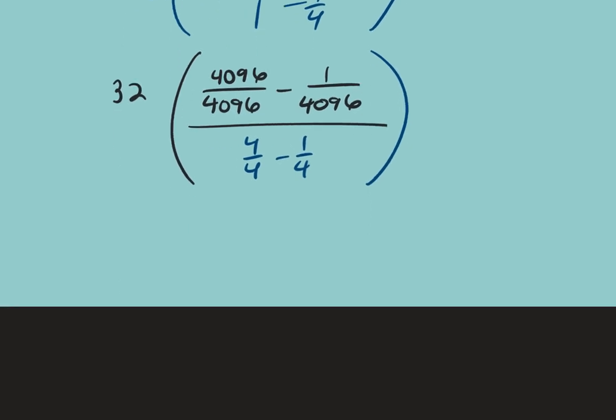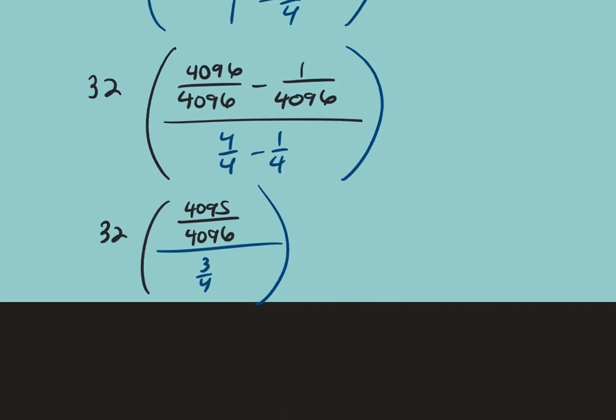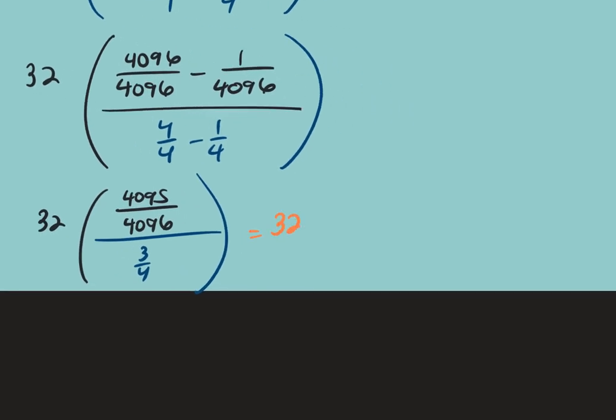With me? Okay, so the 32 stays in the front. 4,096 minus 1 is 4,095 over 4,096, over 4 fourths minus 1 fourth, 3 fourths. Now what? Good. Keep, change, flip that. So this becomes 32 times 4,095 over 4,096 times 4 thirds.